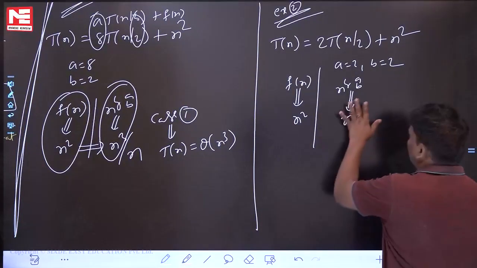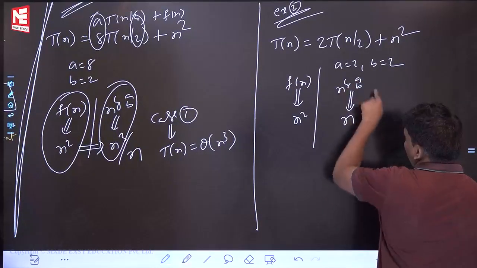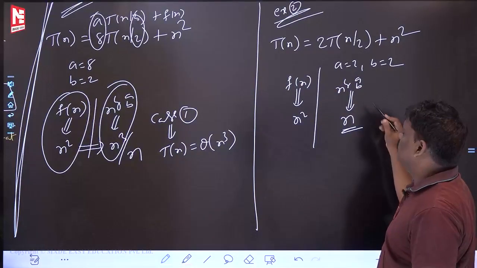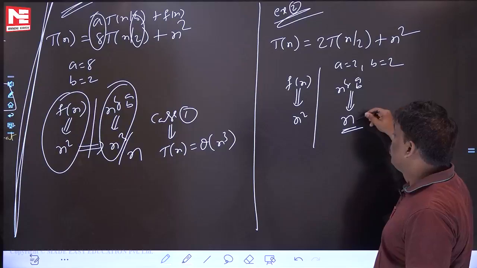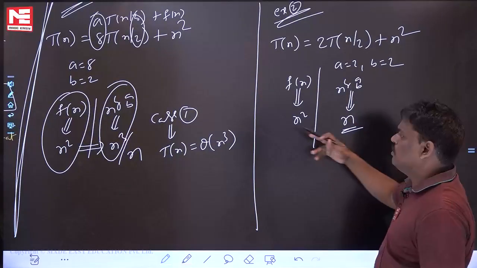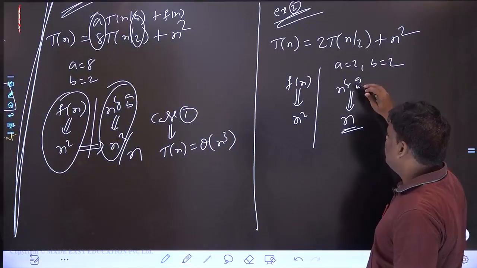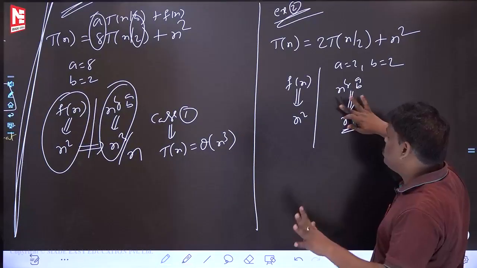Now we will always talk about the right only, n power log a base b only. Can you help me now? Is n power log a base b smaller or bigger? Smaller. I think case 2 of the master theorem. This is smaller, everyone knows. N power log a base b is smaller, it's okay.